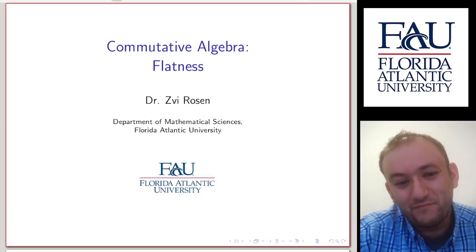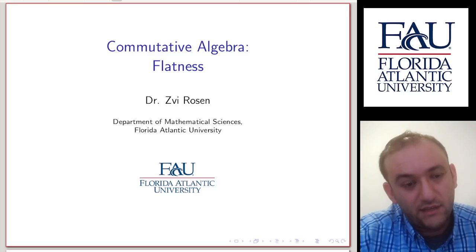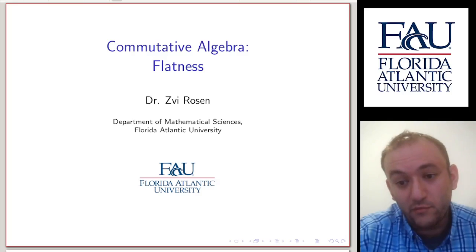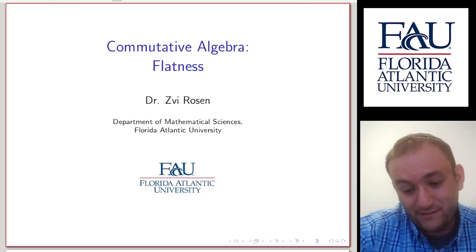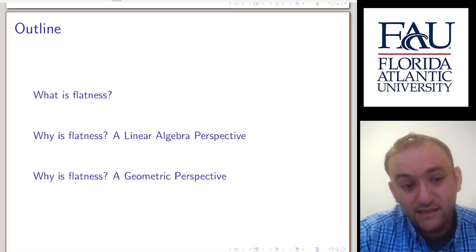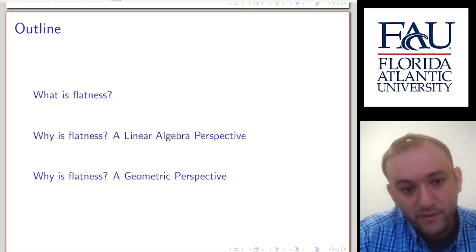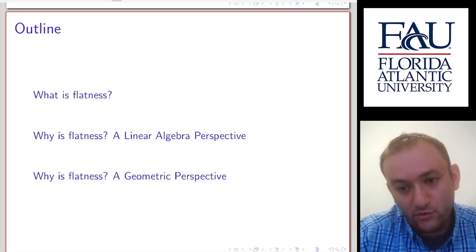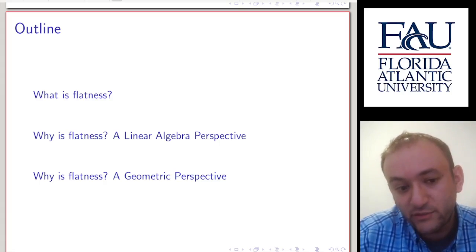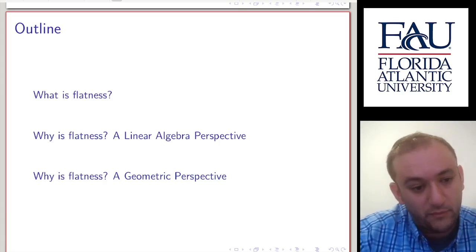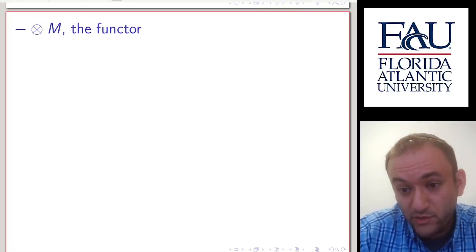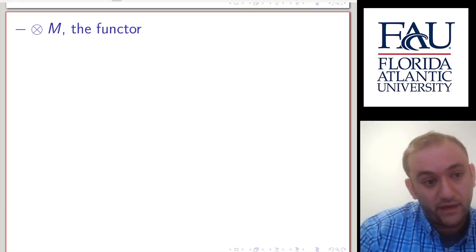Hi, we're going to pick up where we left off discussing the tensor product, specifically focusing in on the property called flatness. Okay, we'll start by defining flatness. Then we'll try to give a couple of perspectives on why this notion of flatness is defined, why it's justified. We'll give a perspective from linear algebra as well as from algebraic geometry. We'll start off with a description of the functor tensoring by M.